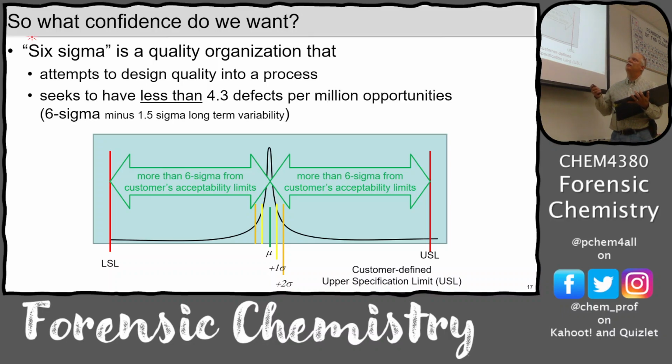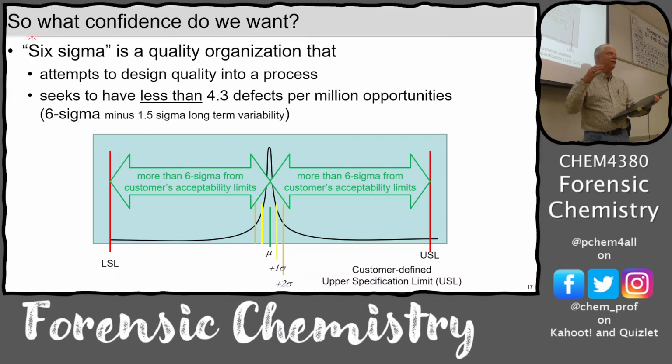And so this is the Six Sigma goal of having less than 4.3 defects per million opportunities. Now that's the key piece right there. One piece of evidence is not a single opportunity. Think of all the things you do with that evidence. You dissolve it, you dilute it, you put it on the instrument, you analyze the data. There's lots of opportunities for a mistake or a defect along that process. Just like an automobile. Think about how many parts are on an automobile.